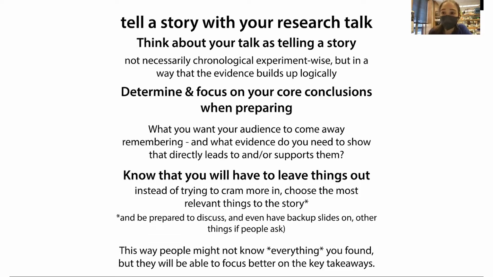What experiments do you show that directly lead to those conclusions or that rule out other conclusions? Not as many rule-outs as you would have in a paper supplemental, but the key things. If there were two key options and you can rule out one of them and you have evidence supporting the other, that sort of thing. You know you're going to have to leave other things out. By focusing on those key points, you can narrow down what experiments and what data you need to keep in.